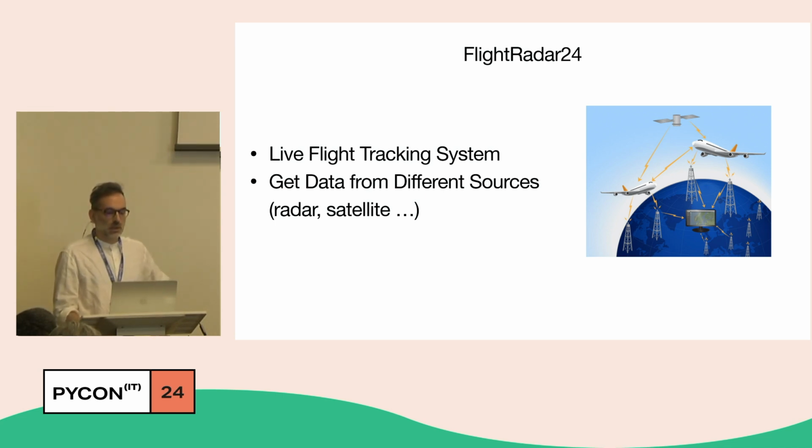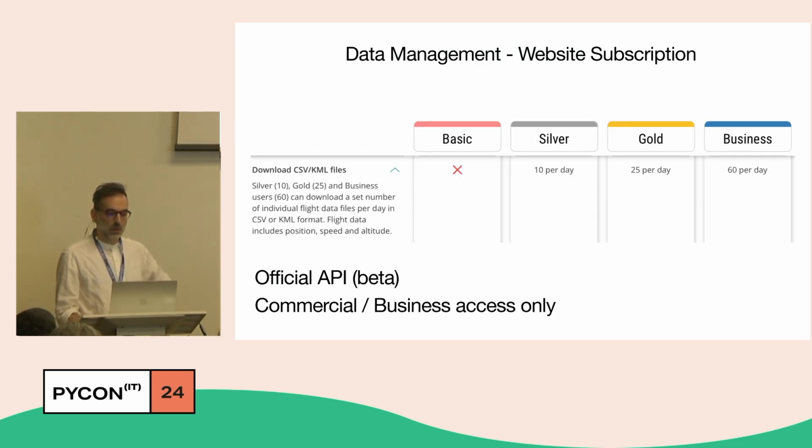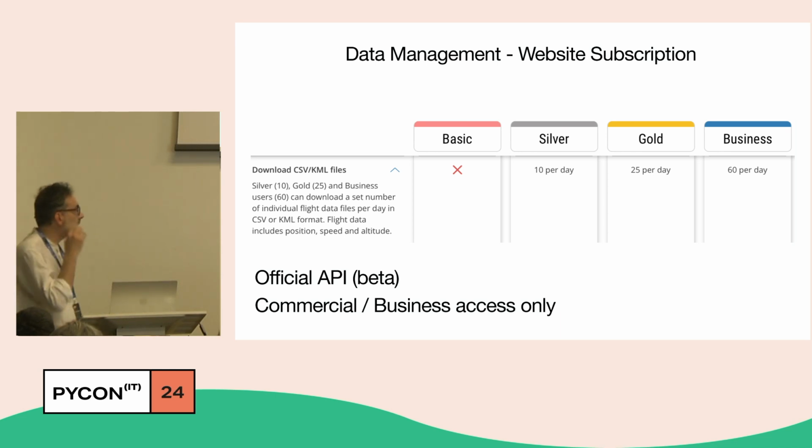FlightRadar24 works tracking with different sources flights around the world, thanks to radar data, satellite data, etc. So you can get the real-time position of the aircraft and all the information about speed, altitude, and so on in real time.